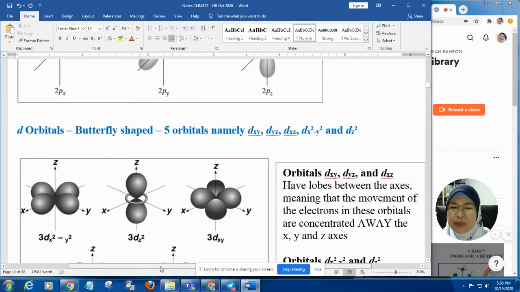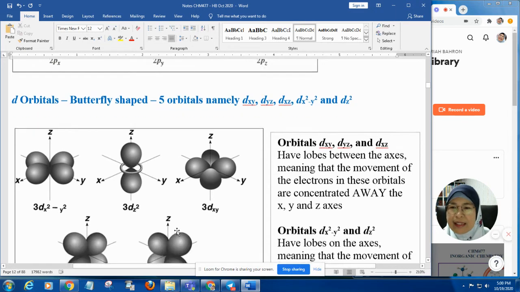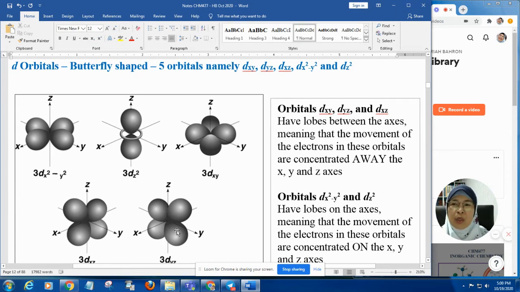Moving along, I would like to introduce you to another set of orbitals, which are called the d orbitals. Electrons who move in the d orbitals move around in an area that looks like a butterfly. Butterfly shape, and there are 5 orbitals. If p just now had 3 orbitals, the px, py, pz, d has 5 orbitals, and they are dxy, dyz, dxz, dx squared minus y squared, and dz squared.